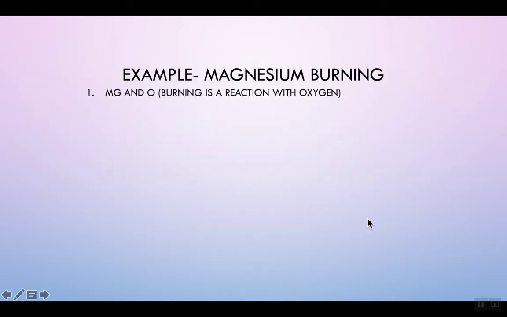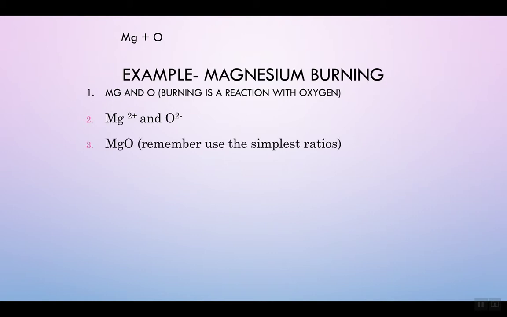So for instance, if we are burning magnesium, we look on our periodic table, we find the symbols are Mg and O, and we remember that burning is a reaction with oxygen, so we put them in. We work out what their charges are going to be, and we remember that when we make our formulas, we have to use the simplest ratio, so we need 1 magnesium and 1 oxygen. So now we've got the formula of our product.